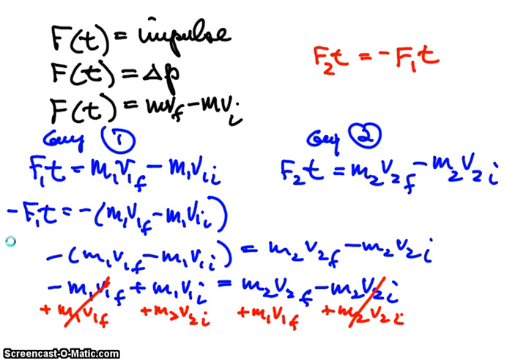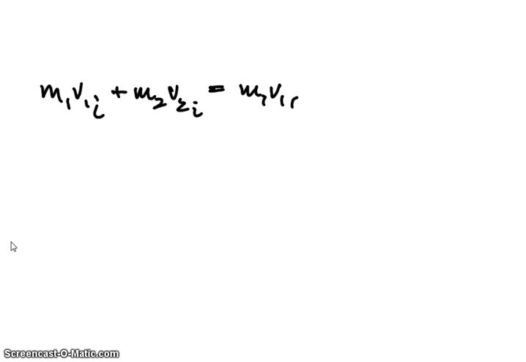So as you can see, we're going to have both final masses on the right and both initial velocities on the left and final velocities on the right. So let's go to our equation and let's write it out this way. We have m1v1 initial plus m2v2 initial equals m1v1 final plus m2v2 final.